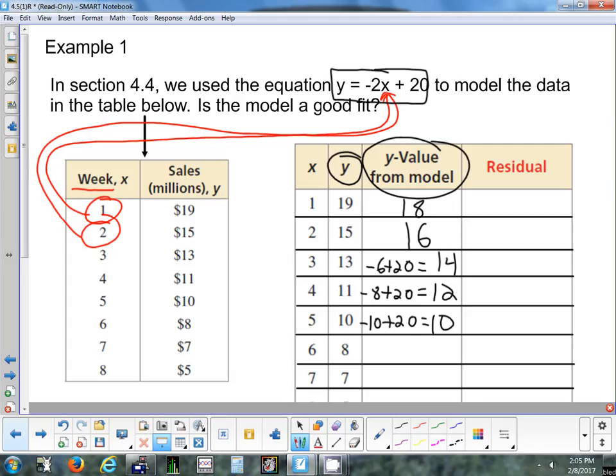Let's do 6. What's negative 2 times 6? Negative 2 times 6 is negative 12. And Hannah, what's negative 12 plus 20? 8. How good of a prediction did the model give me this time? Perfect. That's going to be another 0 residual. So far, we've only either been off by 1 or it's been perfect. So this is pretty good.